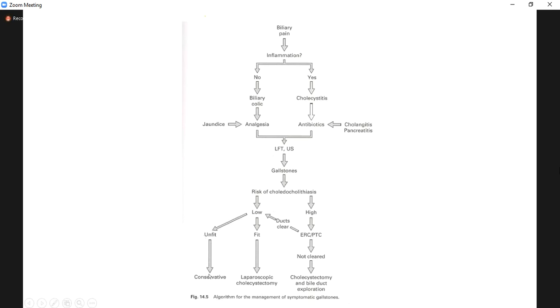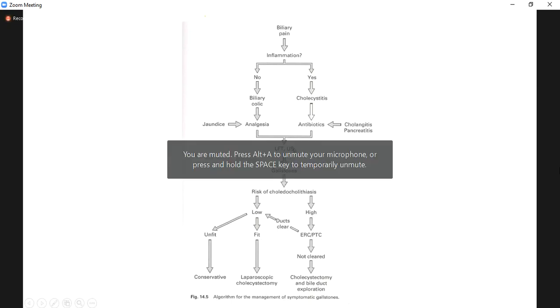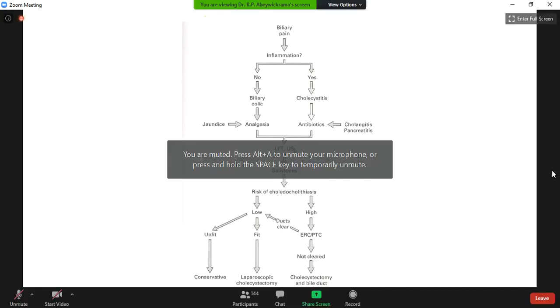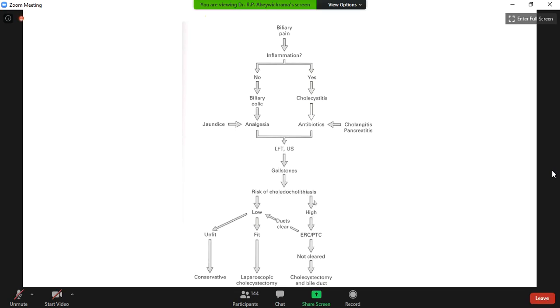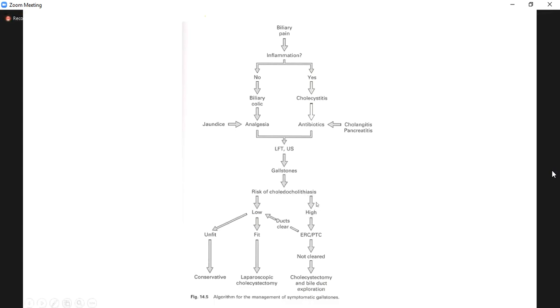Same thing: you offer laparoscopic cholecystectomy. Unfit for general anesthetic, conservative. But if there is a high risk of gallstones in the biliary tract, the ultrasound will say intra- and extrahepatic duct dilatation, and that means there can be a possibility of stone in the ducts. So you arrange ERCP and stenting, right? And when you do ERCP and stenting, the ducts will clear, and if the ducts clear, you offer surgery later on, right? That is how you manage roughly a patient with biliary pain.